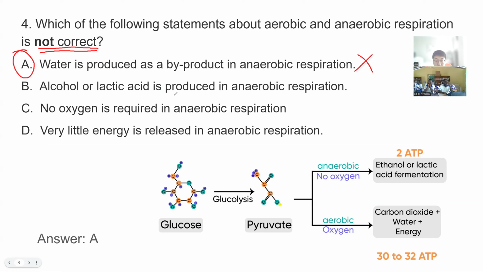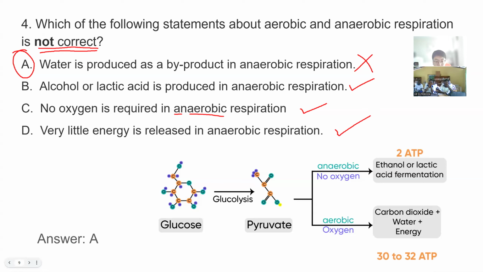Alcohol or lactic acid is produced in anaerobic respiration. That is right. No oxygen is required in anaerobic respiration. Again, anaerobic, no oxygen. Yes. And very little energy is released in anaerobic respiration, and that is correct, relative to aerobic respiration. So the answer is A.